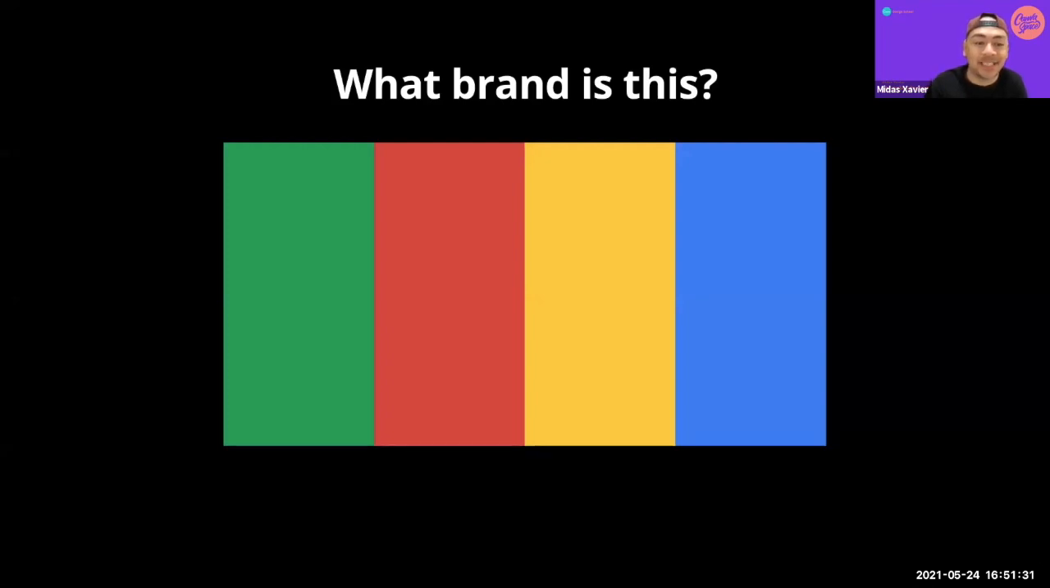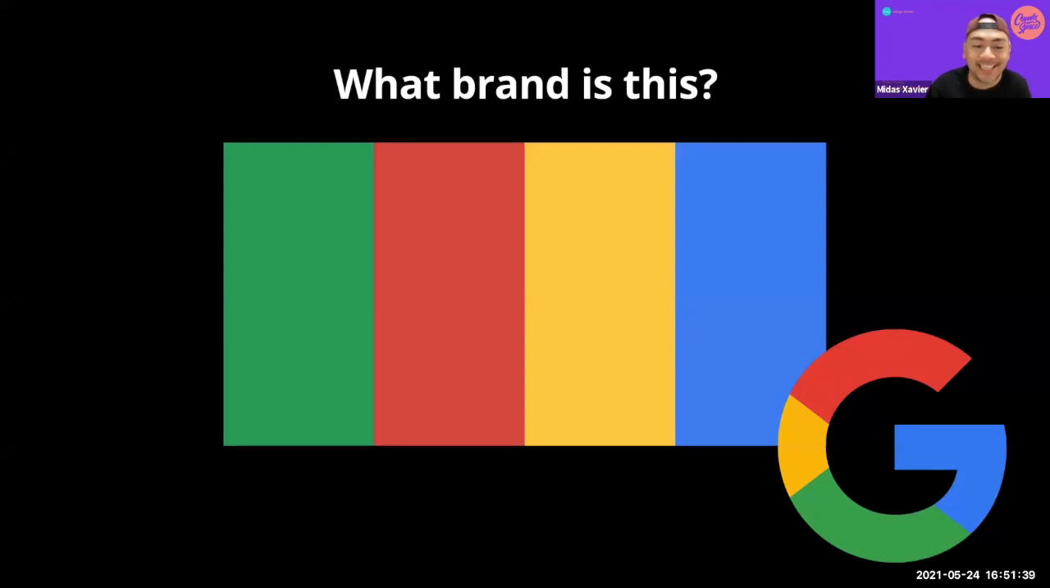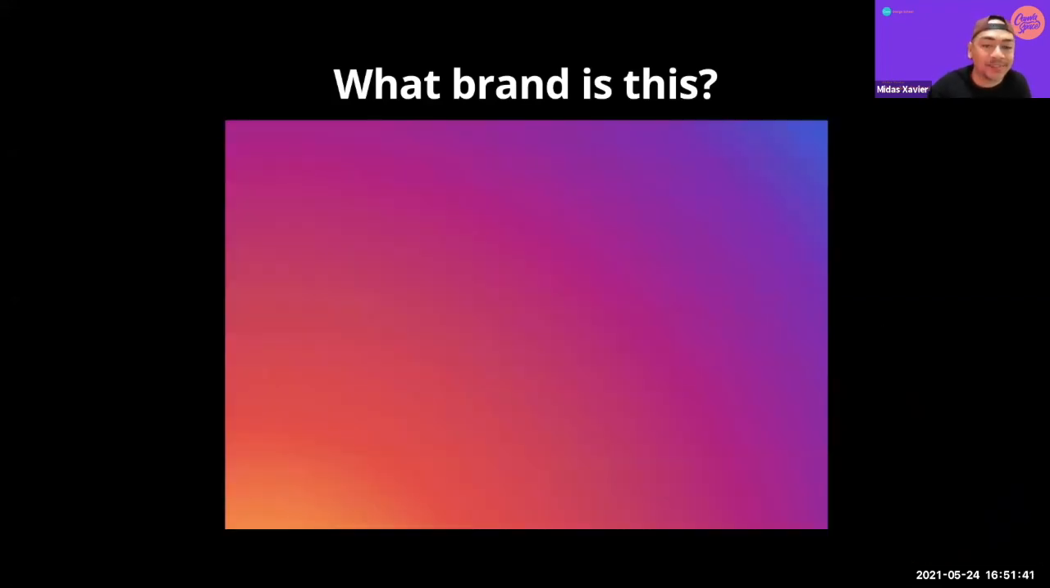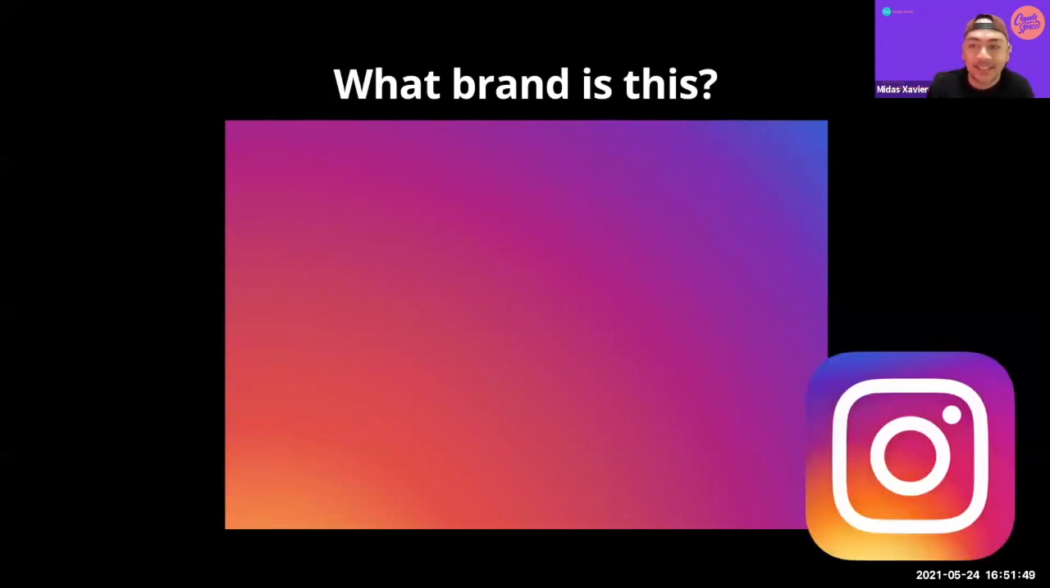Yeah, so everyone knows this. Google. So if you typed in Google, you are correct. How about this one? Instagram. All right, so you guys are correct. This is Instagram. See, that's how important color is, especially if you are creating a logo, because colors would actually define your brand. It would have a recall to your audience if you use a specific set of colors in your brand, in your logo, right?